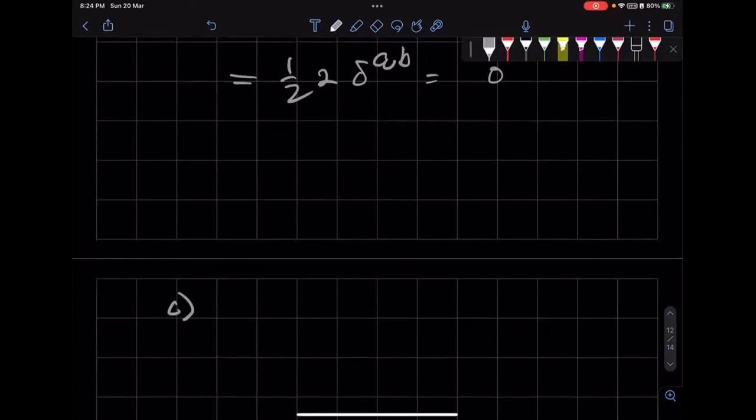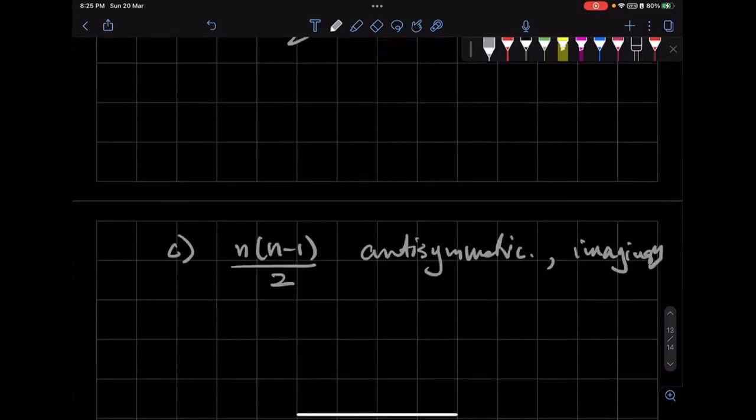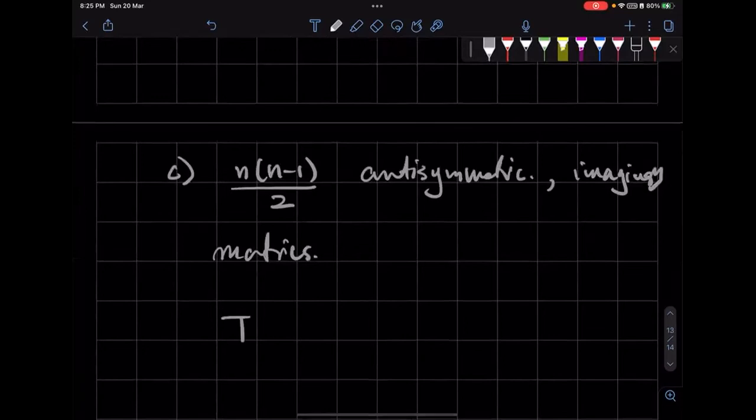So we also have another set. We haven't exhausted all the possibilities of Hermitian traceless matrices, because we can have imaginary and antisymmetric matrices. And by the same counting argument, we have n minus 1, similar counting by 2, antisymmetric, pure imaginary matrices. Okay, so these matrices, let's call them T tilde AB.